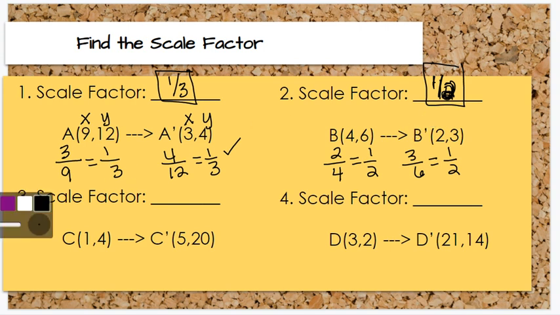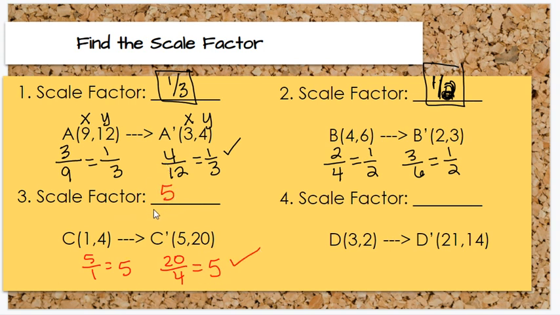All right, number 3, I'm going to switch colors. Scale factor, we have point C at 1, 4, and then C prime is at 5, 20. So I make my fraction this time. I'm going to have 5 over 1, which simplifies to 5. And then my Y value would be 20 over 4, which also reduces to 5. So this one is an enlargement of a scale factor 5. That means every side got 5 times larger.